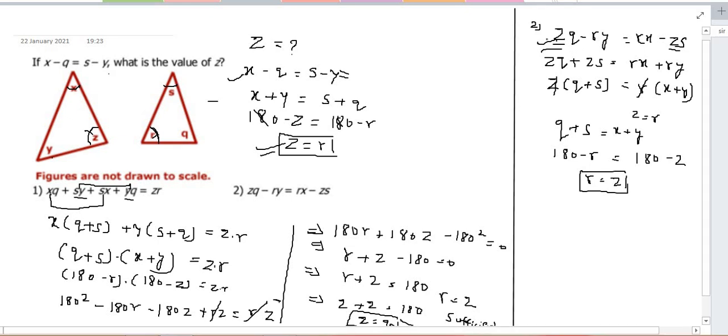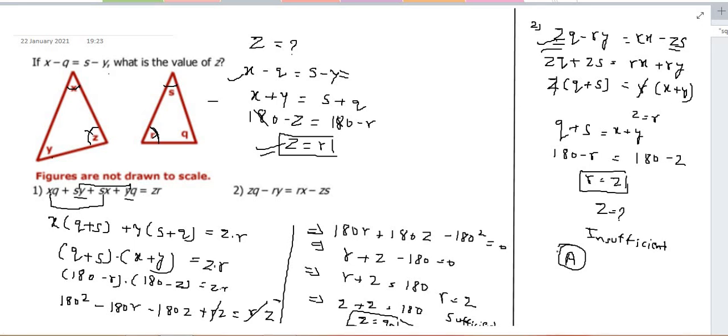We are basically not getting the value of angle Z here, which is our question. Hence this statement is insufficient. So when the first statement alone is sufficient but the second statement alone is not sufficient, you go for option A. So your answer is going to be option A here. This was a simple question. All you had to do is analyze a little. I think that's it. Thank you.